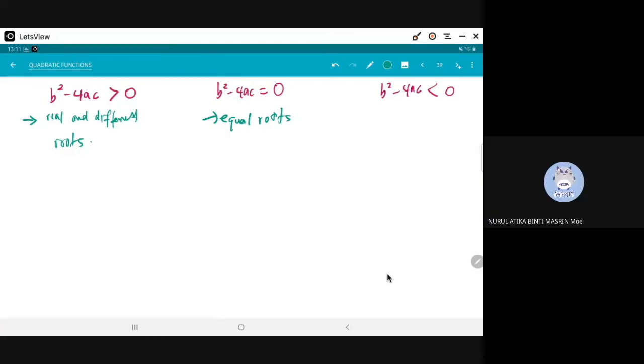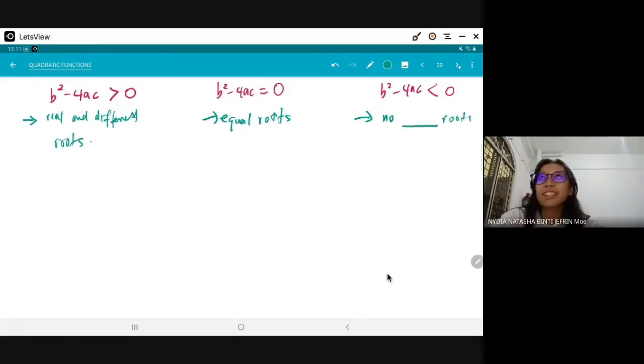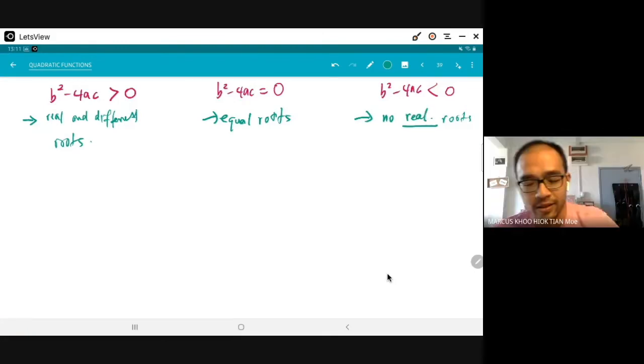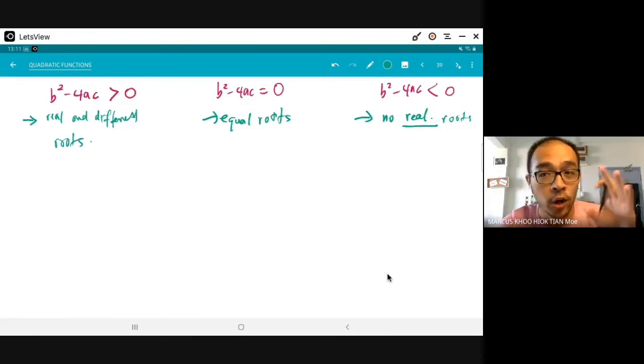No real roots. Not no roots, no real roots. Ada root tapi dia not real. Apa maksud perkataan real kan? Saya tidak boleh bincangkan sekarang, so ini adalah benda tingkatan 6, form 6 stuff lah. Then you will know there's actually such a thing called real number and not real number. But for now we just talk about this one.